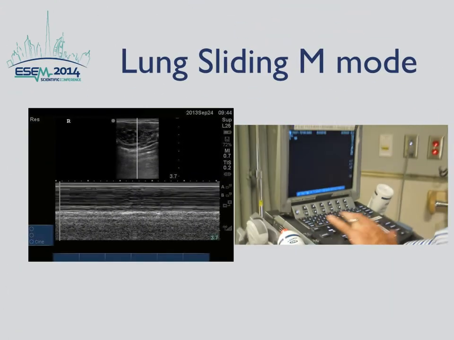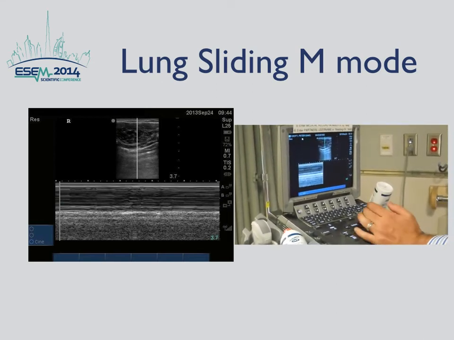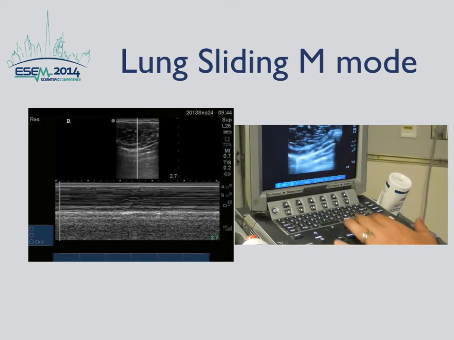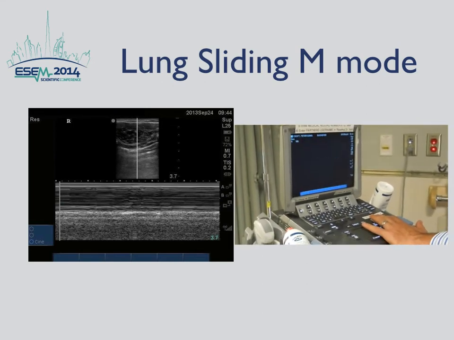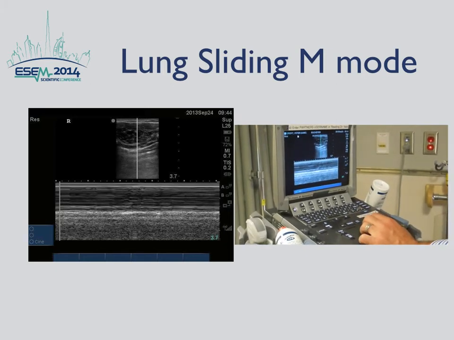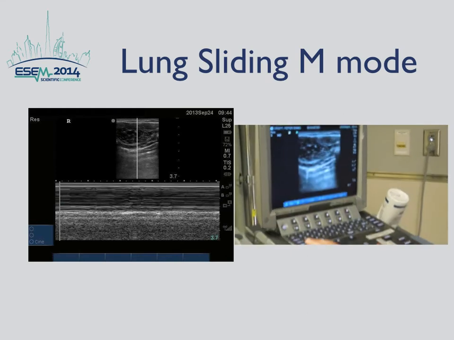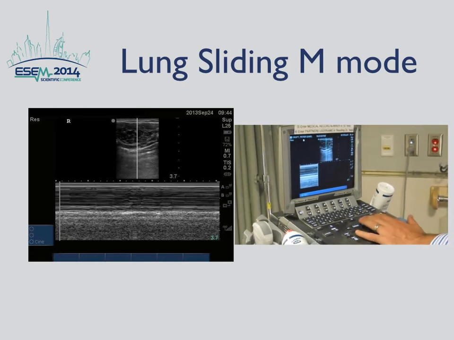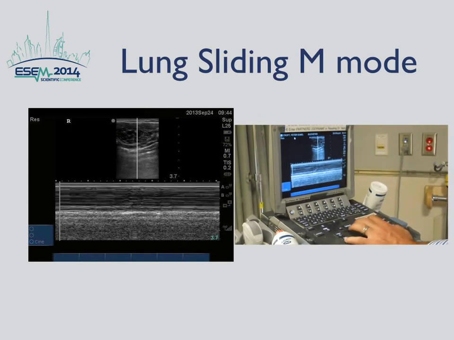You can use M mode to demonstrate lung sliding on a static image. When using M mode for this technique, follow a line that includes the subcutaneous tissue, chest wall musculature, pleura, and lung, and make sure to avoid placing the M mode line over the rib. In a normal lung, the image obtained using M mode should demonstrate smooth lines superficially, because the chest wall should not move much with respiration in this view.